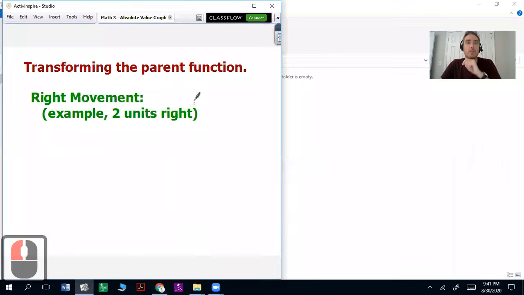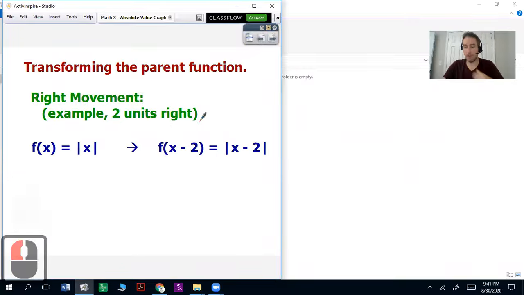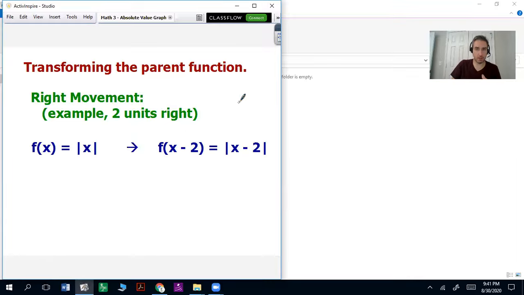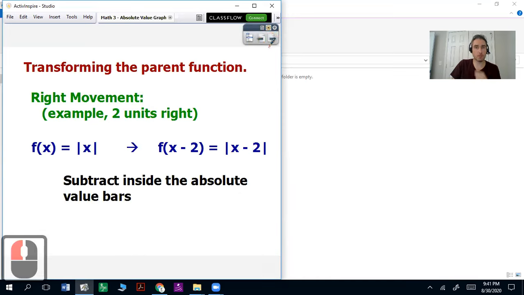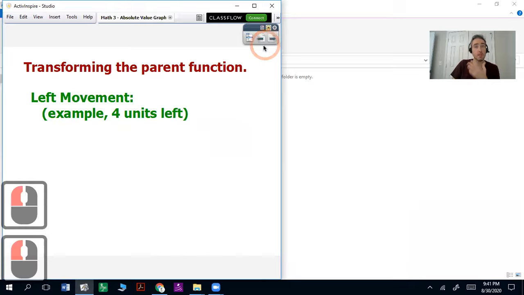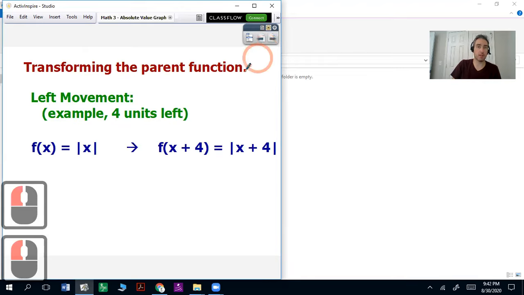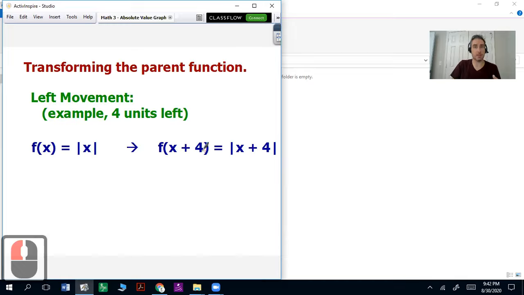So let's talk about that. So if it's going to go 2 units to the right, that function notation would be inside of the brackets, so inside of the absolute value bars, x minus 2. We always subtract for right. If it's going to go left, so for this example, if I'm going 4 units left, then it'll be adding inside the groups, so +4 inside the absolute value bars.